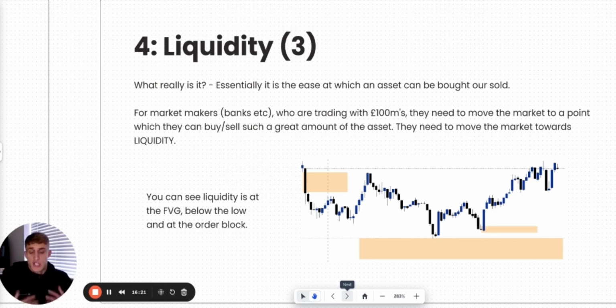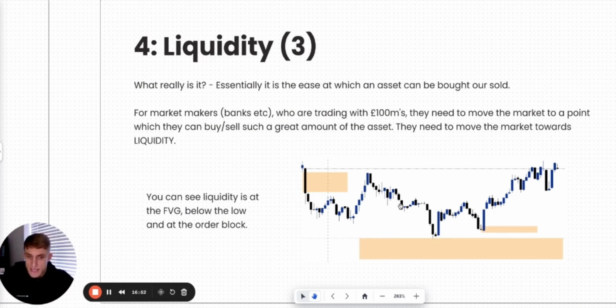So I want to clarify a little bit more as to what I meant about liquidity. So it's basically just how easy an asset can be bought or sold. I spoke about market makers previously. That's just institutions who are trading with hundreds of millions. So you've got banks, investment firms, and they basically have the power and the money to manipulate the market. So, they might want to buy £100 million, for example, worth of gold, let's just say. But they don't want to buy it at a premium, at a high price. What they want to do is drive the price down so that they can actually fulfill that order.